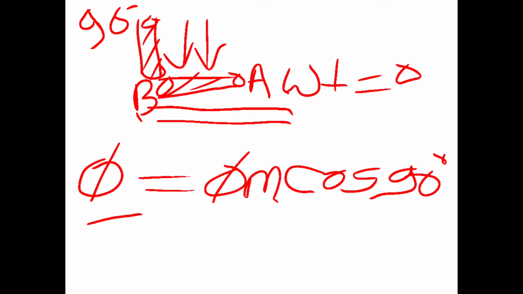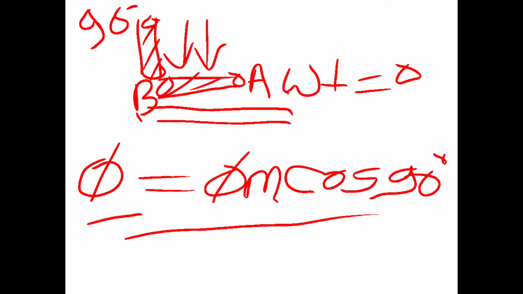So here see, phi is equal to phi m cos 90. We all know the value of cos 90. Cos 90 degrees is equal to 0. So our phi is equal to 0, which means in the second condition when the coil is at 90 degrees, our magnetic flux is 0. This is proved in this formula. Phi is equal to phi m cos 90, which means 0. So phi is equal to 0 in the second condition. So this is the first and second condition.